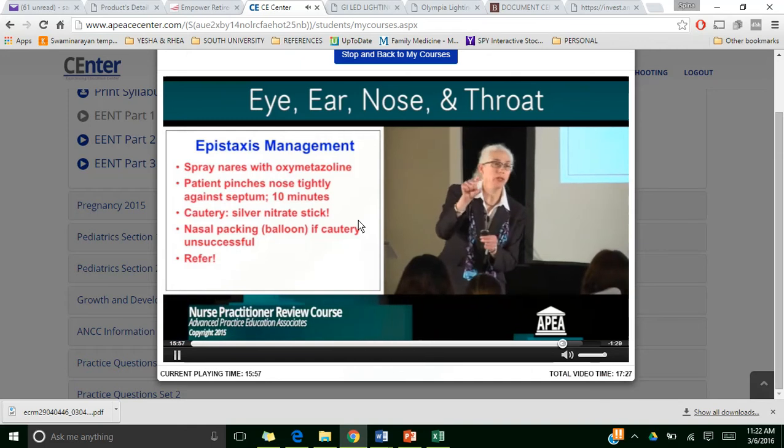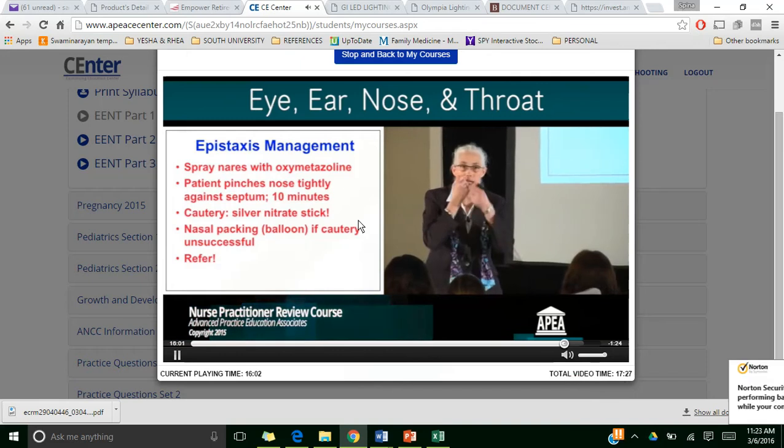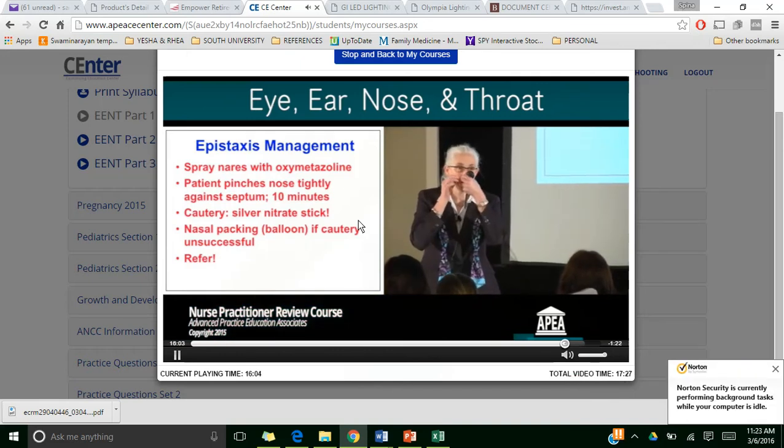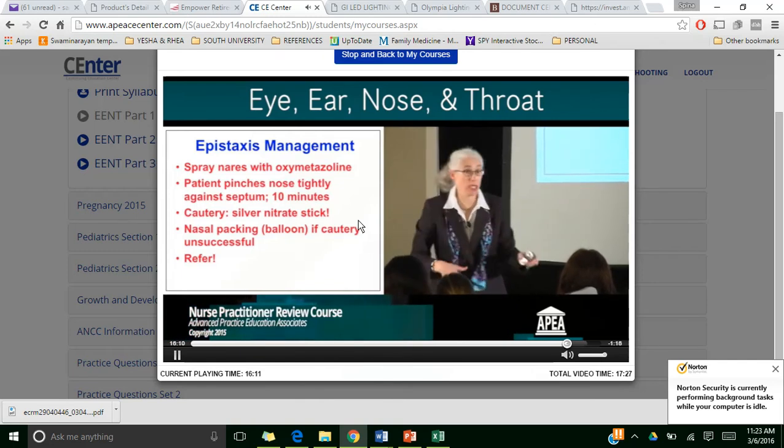What about a quick question? If it's posterior and you can't see it, that's just an automatic referral, would that not be? Always an automatic referral. If you can't identify whether this is anterior or posterior, it's posterior until proven otherwise. Get them out. They can bleed so quickly.